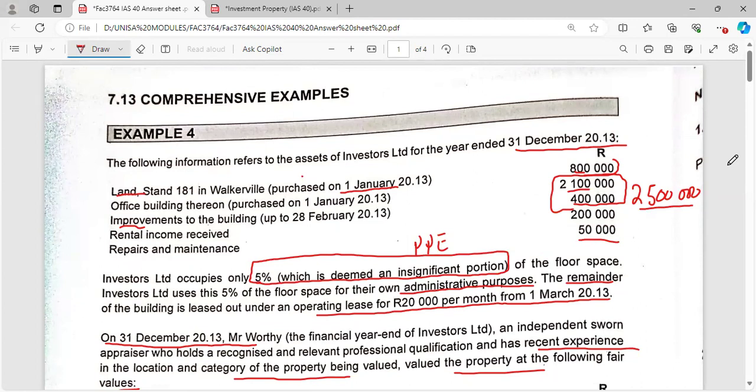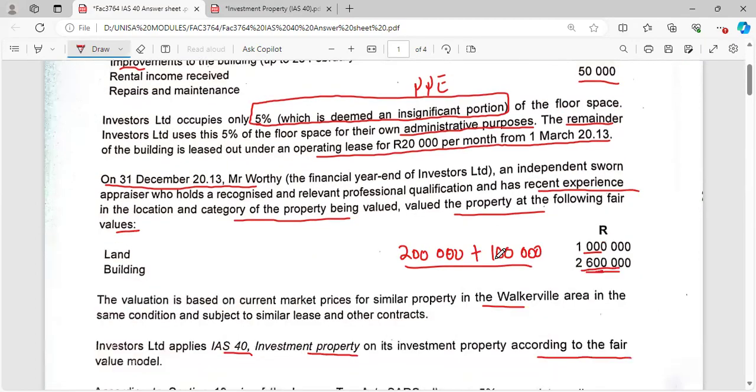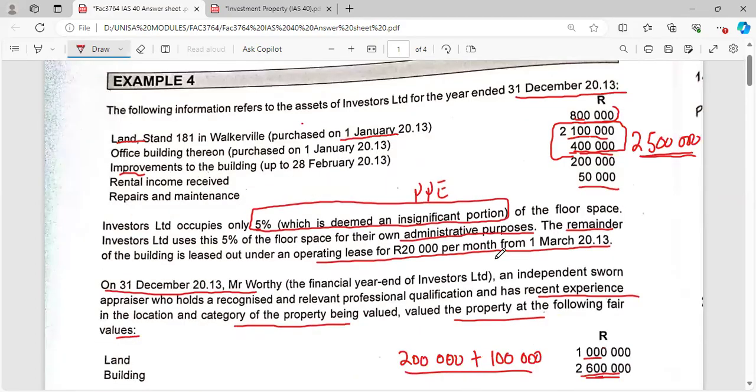Remember, this is the initial measurement of the building. It was purchased for 2,100,000, and there was an improvement of 400,000. So which means all in all, at initial recognition, the building will now cost 2,500,000. Do we agree on that part? Are we together there on that part? Yes, on the 2,500,000. Yes.